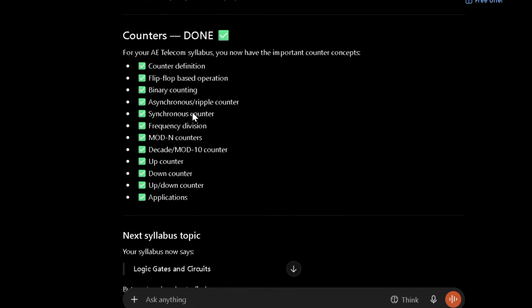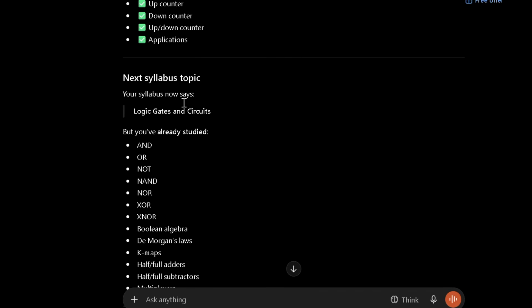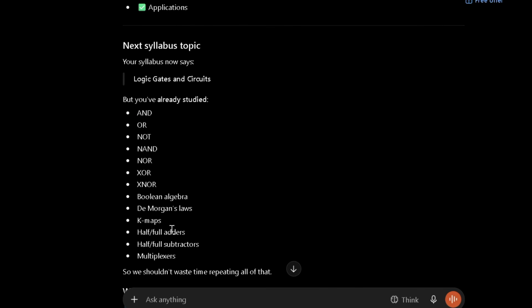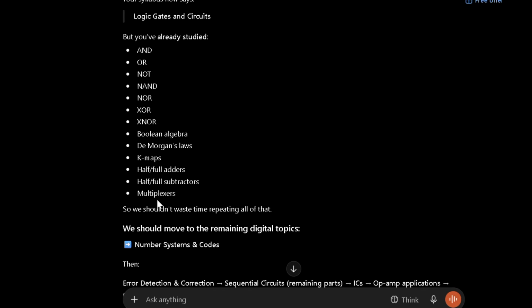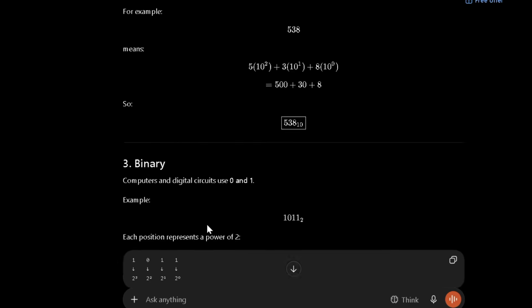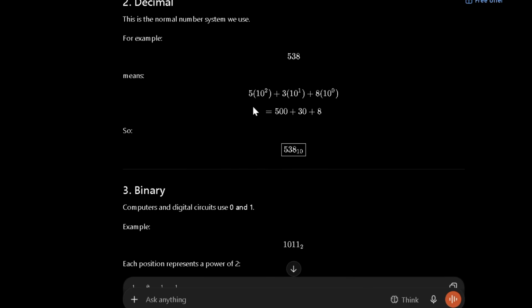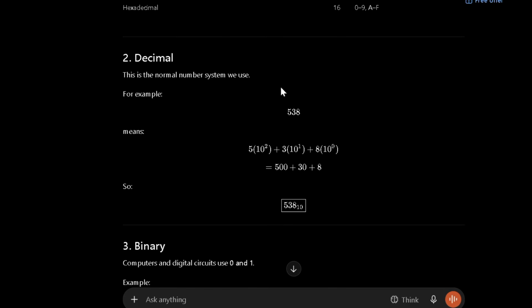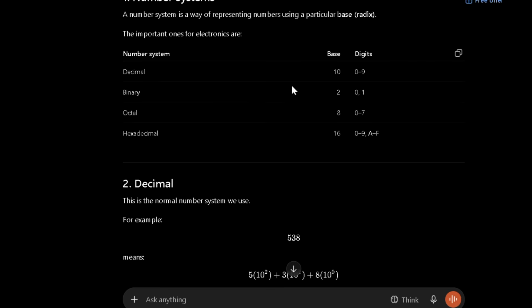This means, for example, decimal is base 10, with values 0 to 9. Binary is base 2, which stores 2 elements, 0 and 1. Octal has values 0 to 7. Hexadecimal is base 16, with values 0 to 9 and then A to F for 10 to 15. Decimal is the more normal number system we use. For example, 538 means 5 into 10 squared plus 3 into 10 plus 8 into 10 power 0. This is the map we can see: ones, tens, 10 squared.